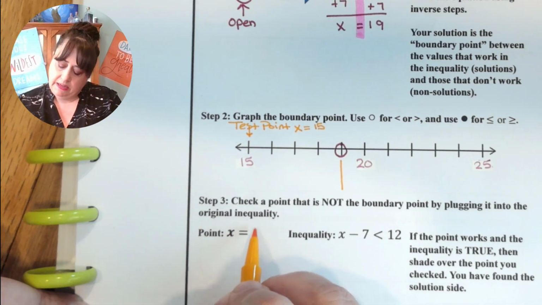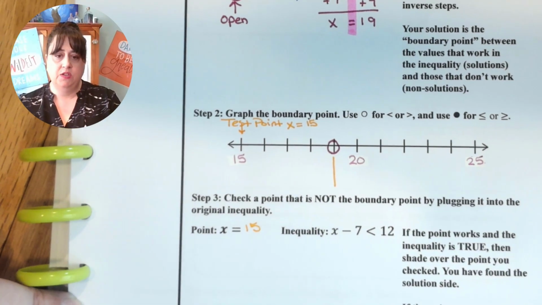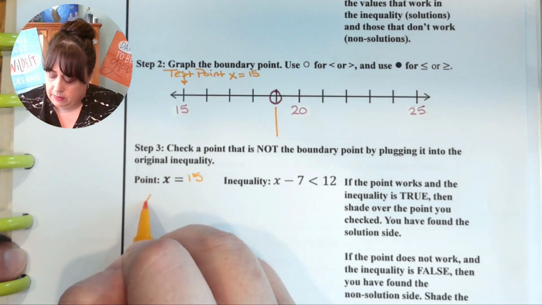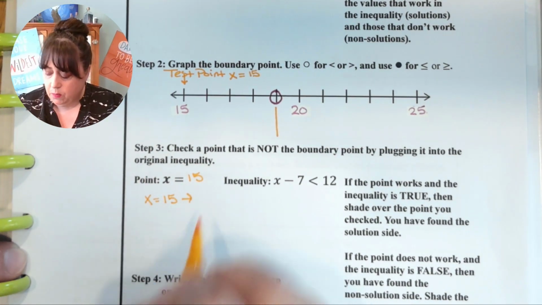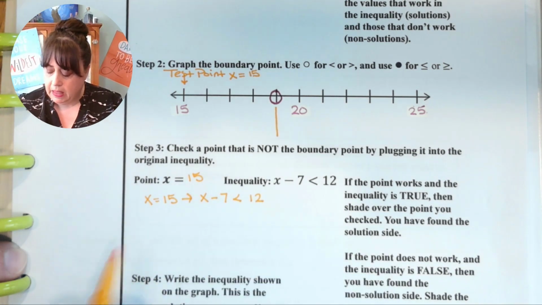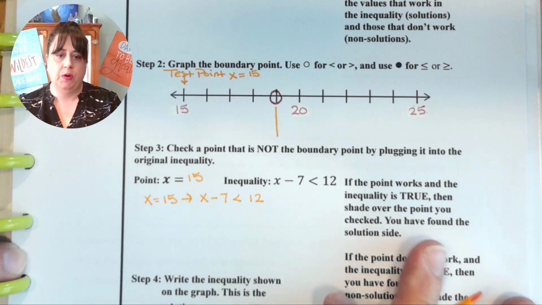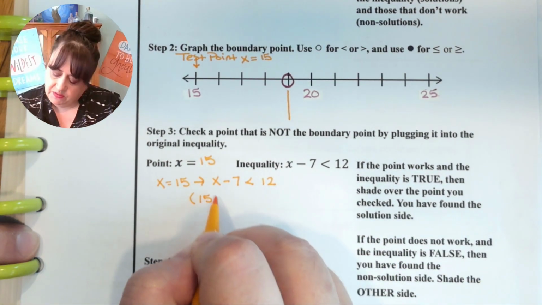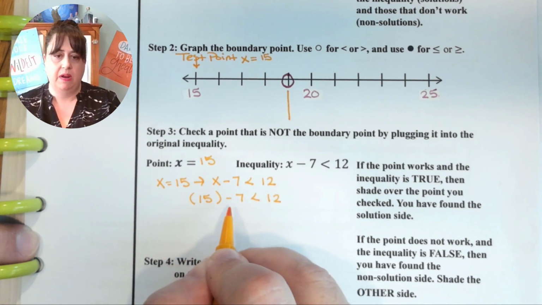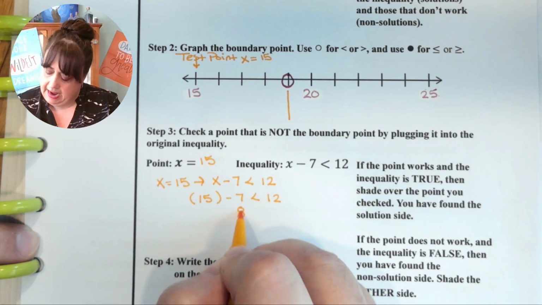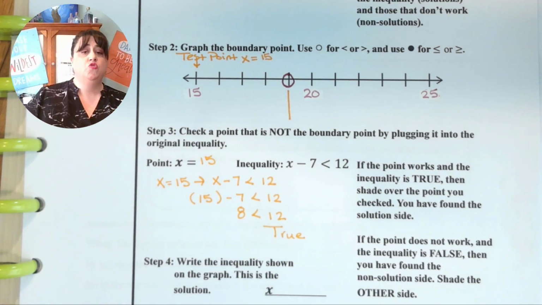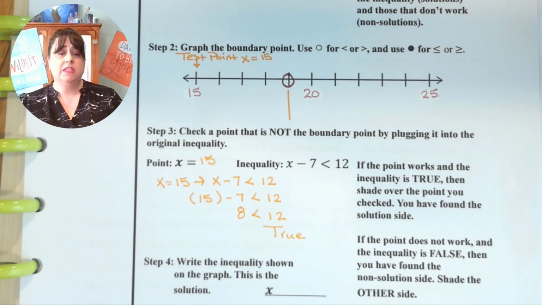We're going to let x equal 15, and we're going to put it into our inequality: x minus 7 is less than 12. Every time I say an x, I'm going to put a 15. So is 15 minus 7 less than 12? Well, 15 minus 7 is 8. Is 8 less than 12? Yes. So if it is true, that means it is part of the solution.